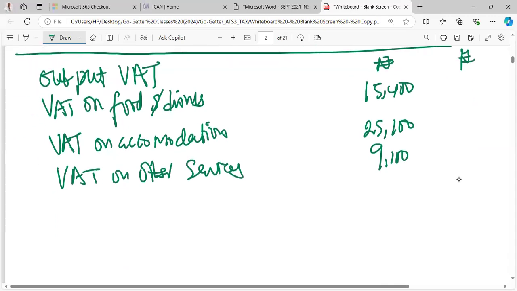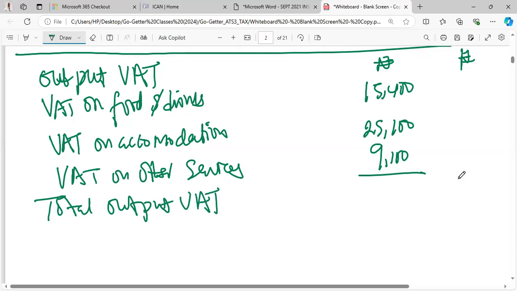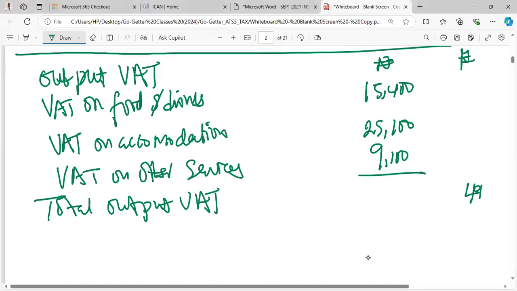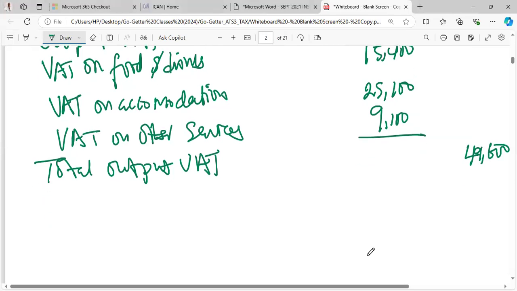So all I need to do now is add all of this. This is total output VAT. So I'll calculate now: 15,400 plus 25,100 plus 9,100. That gives me 49,600. So I'll put it down here, 49,600. That's your output VAT.